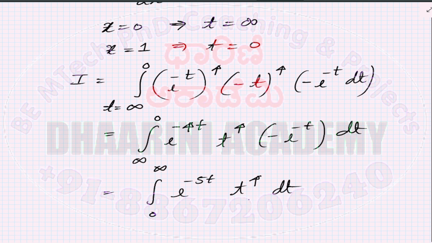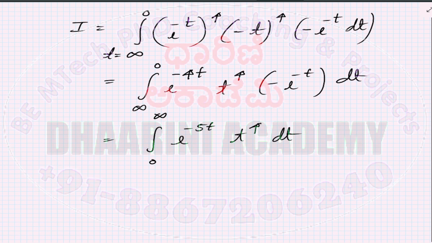Now we have something in our hands, but this is still not in the required format. We expect e to the power of a simple variable like x or t, but now I have a minus 5t. This problem is in a different state now, but I can definitely make another substitution to bring this into the required format. So I make another substitution.